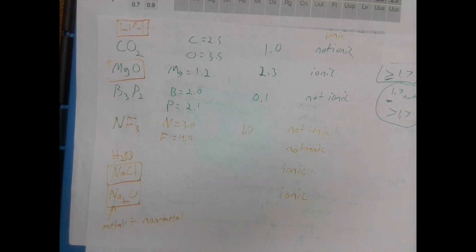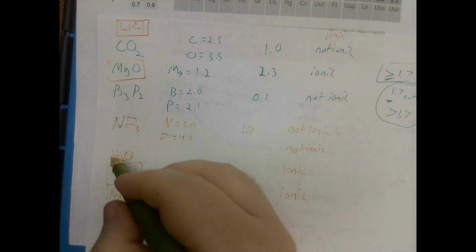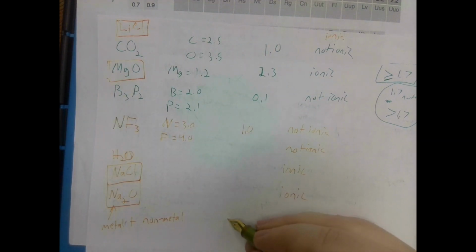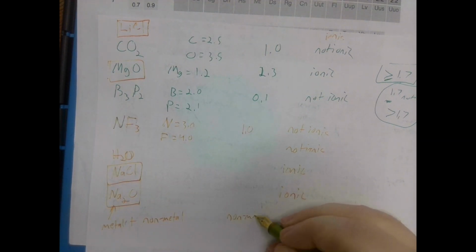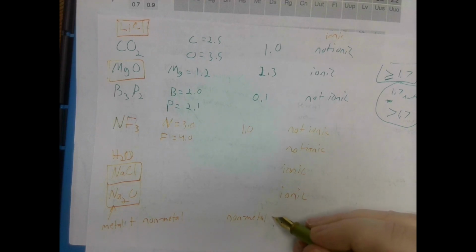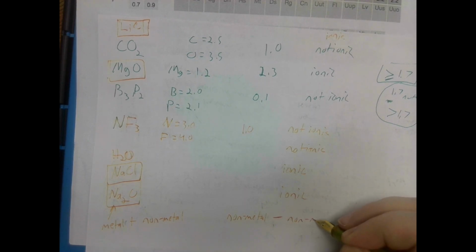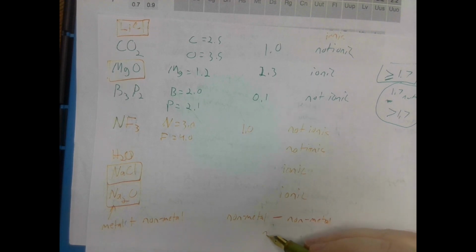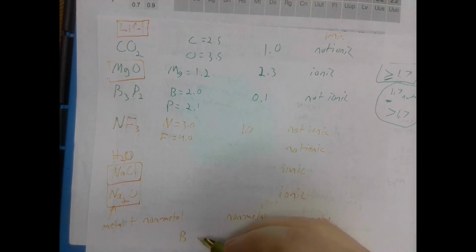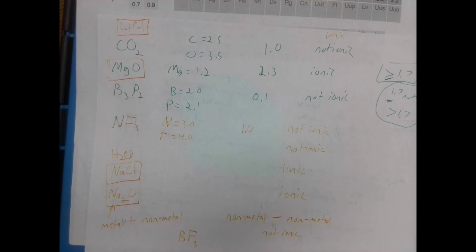And look at all the non-ionic ones. Where are they? Non-metals bonded together. Now this has many exceptions, but generally if you have a non-metal bonded with a non-metal, it's usually going to be not ionic. It's not always the case. For example, boron, which is non-metal, and fluorine, this would be considered ionic.